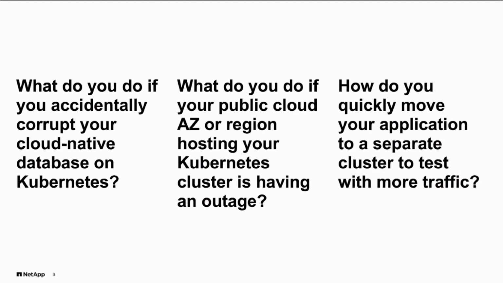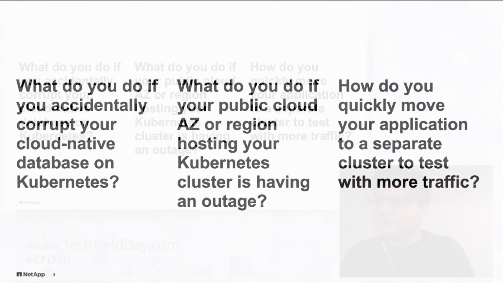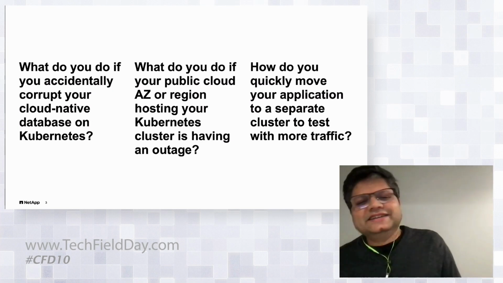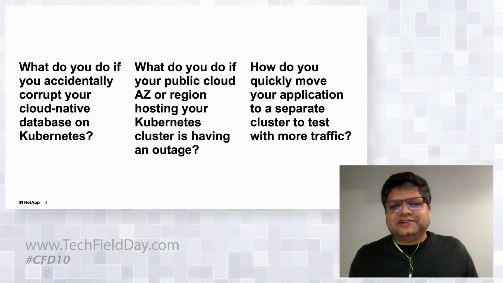You have moved your apps to Kubernetes. Either you refactored them, or you created new apps, or you just lifted and shifted, because those are the paradigms we see with our customers. They're running, they're humming, and they're stateful. So they use persistent storage of some kind. What do you do though if you accidentally corrupt your cloud native database on Kubernetes? It's not that straightforward. How do you get back your data that is not corrupted?